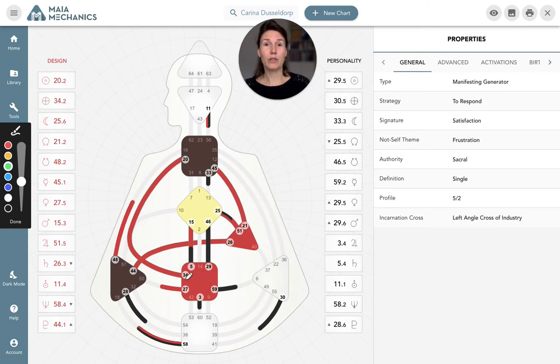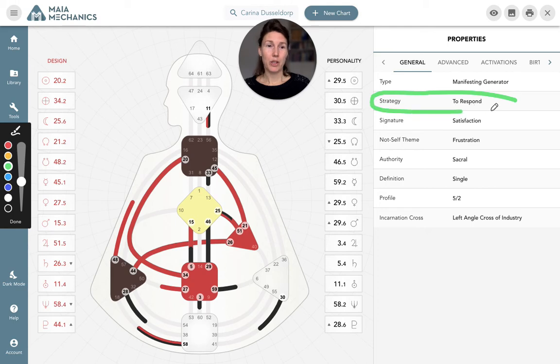So if this center is colored in your design, the sacral center, then you are either a generator or a manifesting generator. You can also call us sacral beings. And we are approximately 70% of the population who are generating life, who are producing, who are creating the life force energy here on the planet.